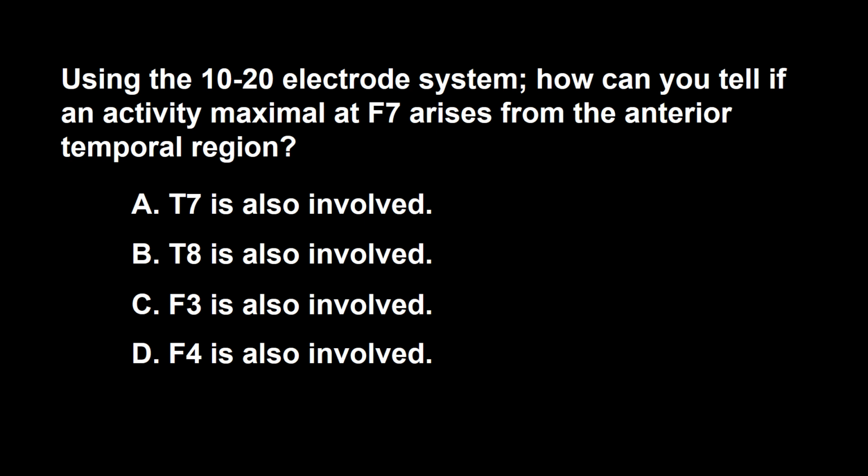Next question. Using the 10-20 electrode system, how can you tell if an activity maximal at F7 arises from the anterior temporal region? A. T7 is also involved. B. T8 is also involved. C. F3 is also involved. D. F4 is also involved.